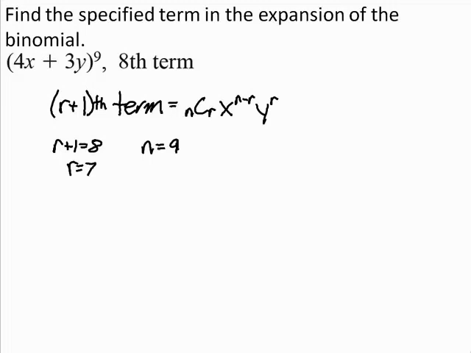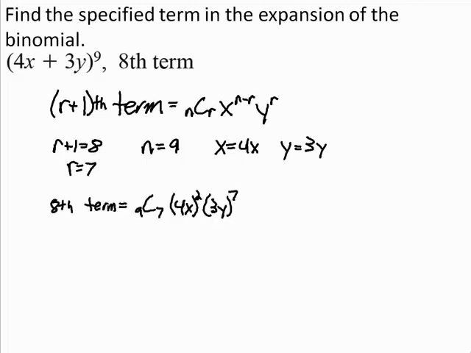The binomial is raised to the 9th power, so n is equal to 9. The first term in the binomial is 4x, so we will call x 4x. And the second term in the binomial is 3y, so y will be 3y. The 8th term in the expansion of this binomial will be 9C7 times 4x squared times 3y raised to the 7th power.